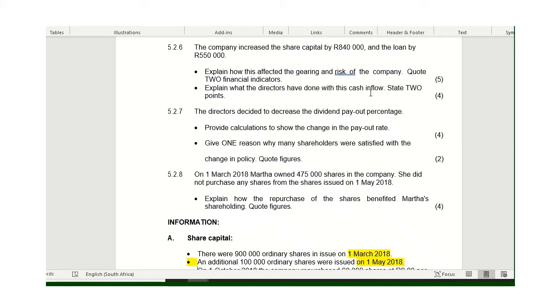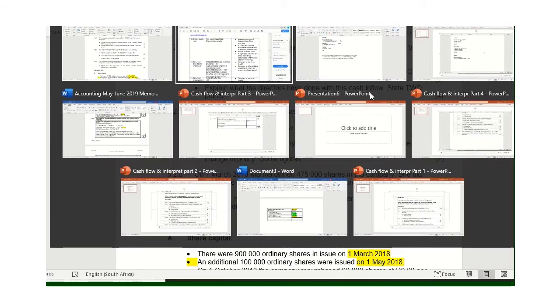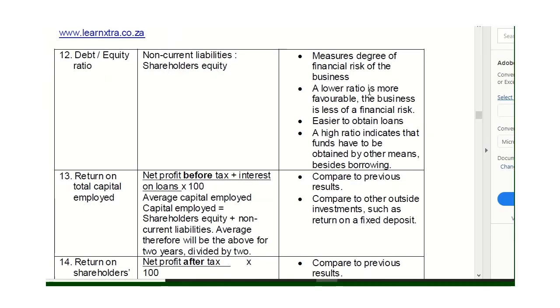Good. That brings us to 5.2.6. The company increased the share capital by 840,000 and the loan by 550,000. And you've got to explain how this is affecting the gearing and the risk of the company. Quote two figures. Now, the first one, the one that we determine risk and gearing, would be the debt equity ratio. Let's just go and look at our formulas.